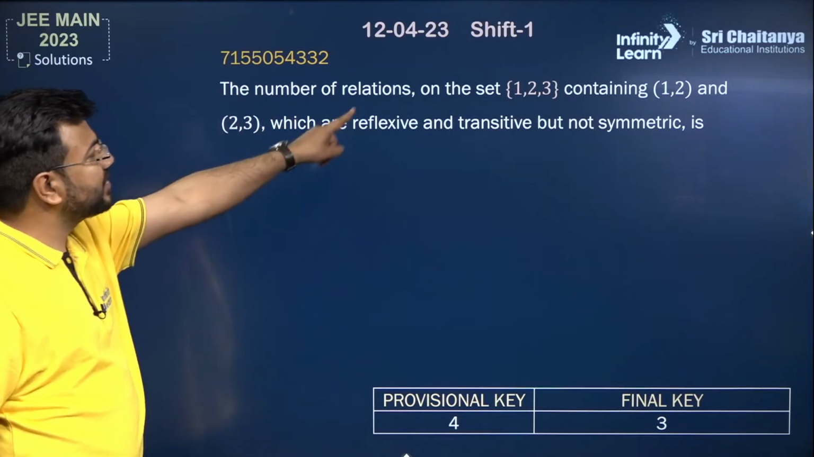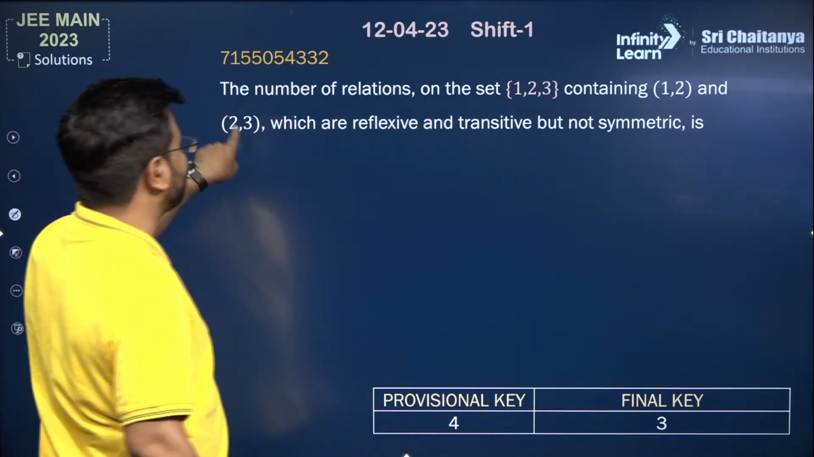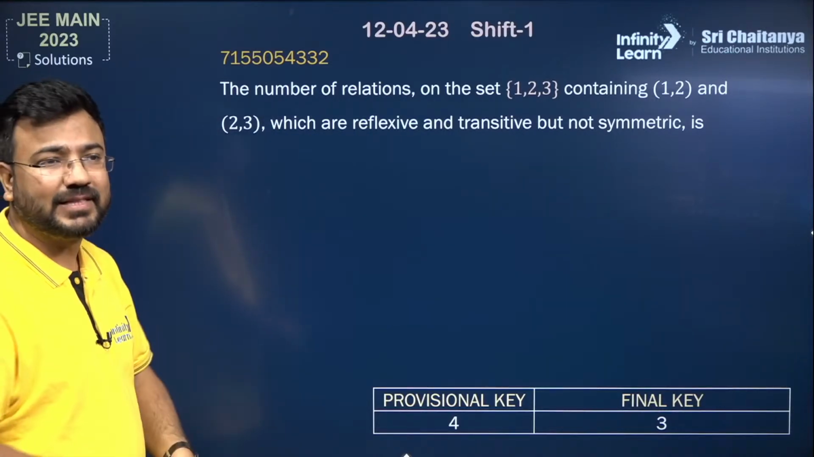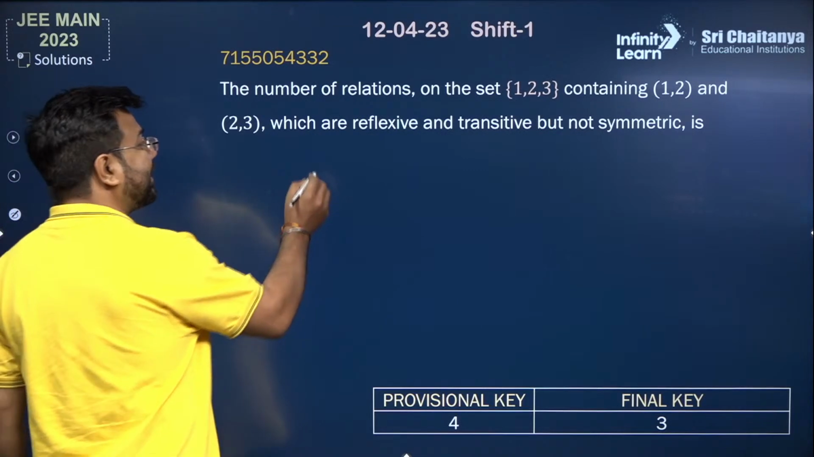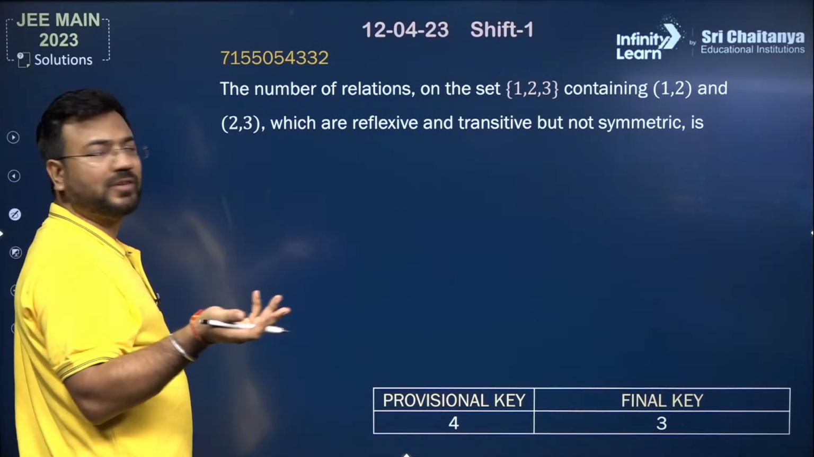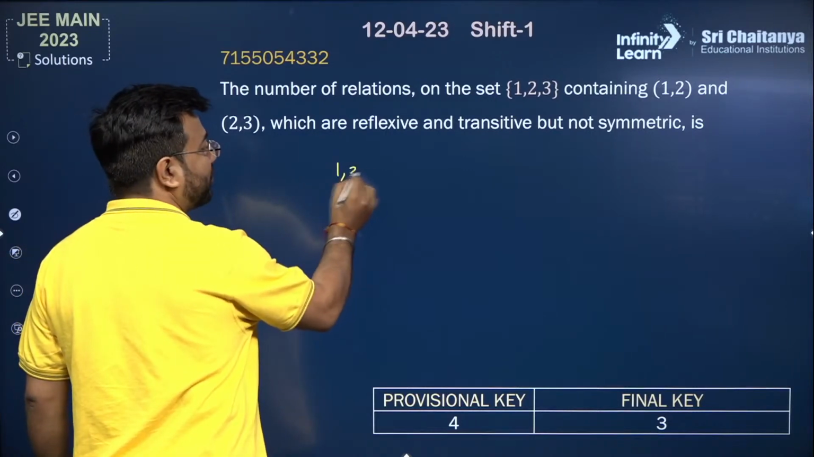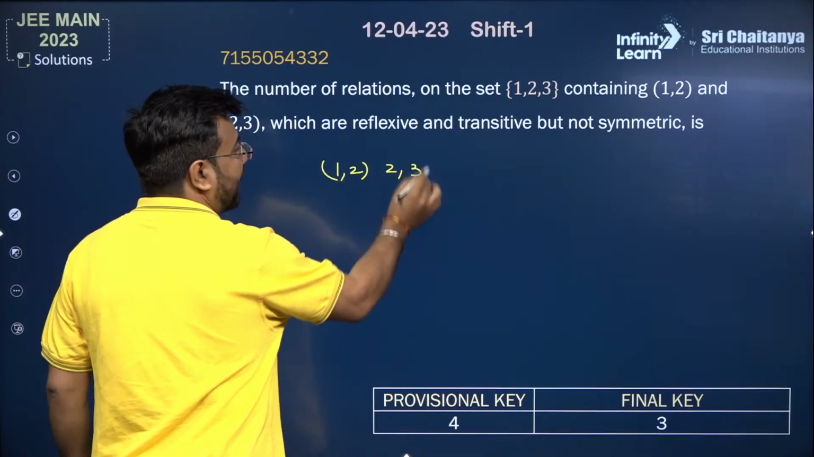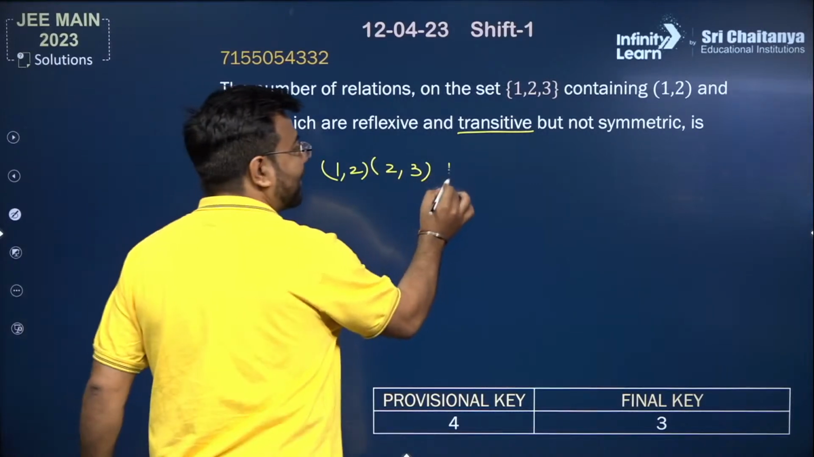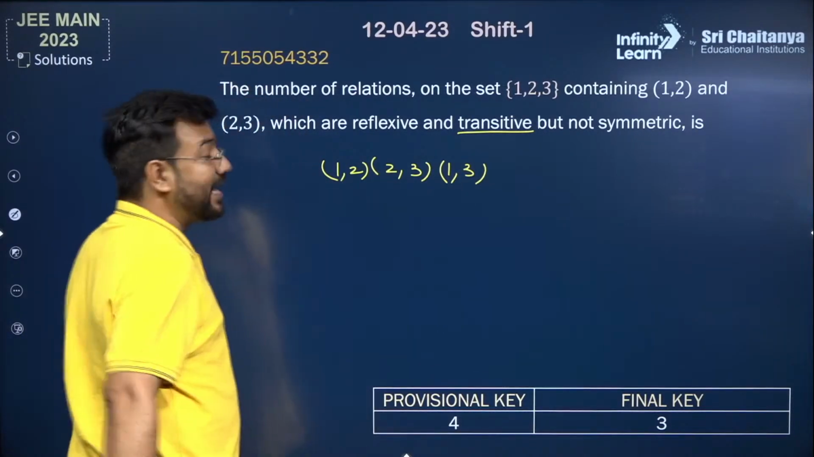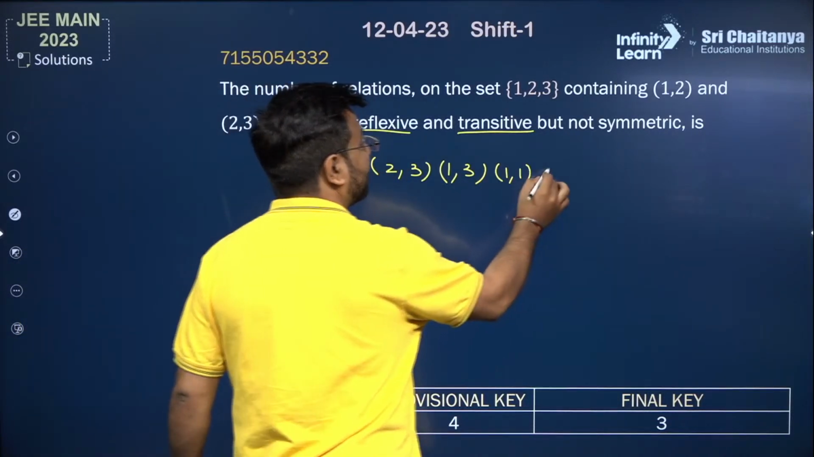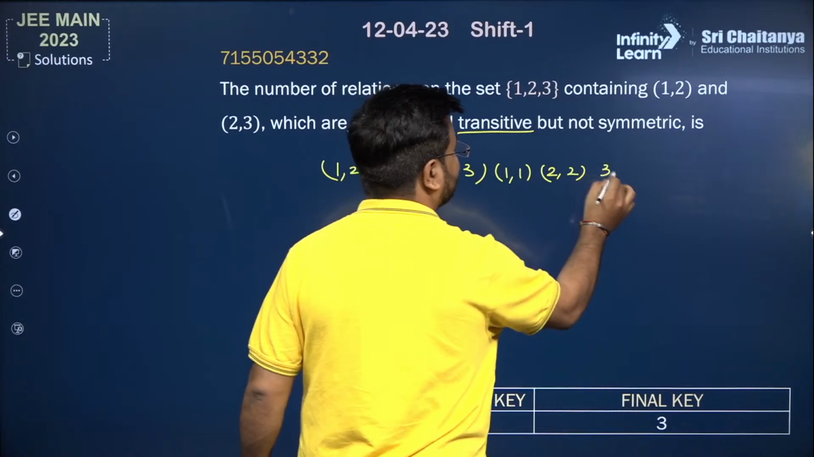Now, the number of relations on the set {1, 2, 3} containing (1,2) and (2,3) which are reflexive, transitive but not symmetric. How to deal with this problem? Relations are combinations of ordered pairs. You want (1,2) and (2,3), and you want transitivity, so if (1,2) and (2,3) are present, then (1,3) will also be present. You also want reflexive, so (1,1), (2,2), (3,3) will be there.